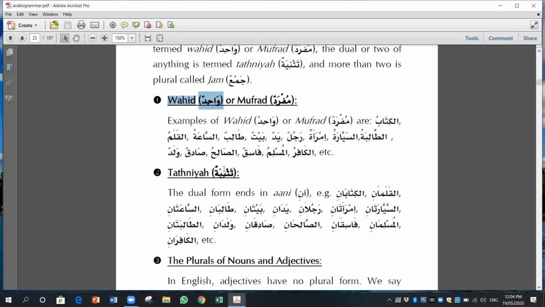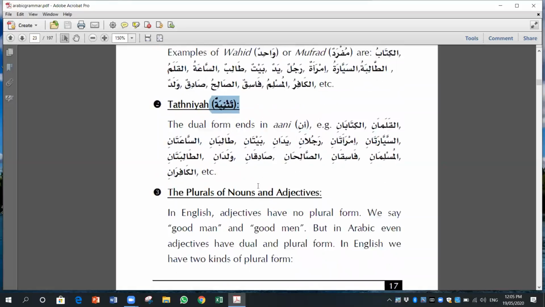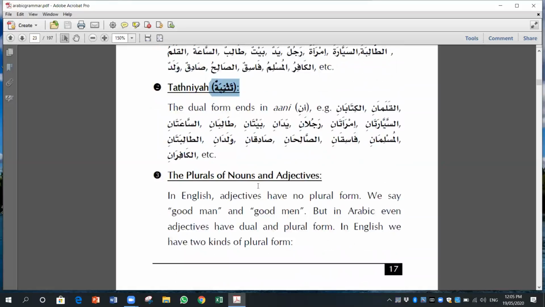Then we have dual, which is tasniya. It's written like this. Tasniya, that is dual. It means two people. Then we have plural, which is jama in Arabic, and which is 3 and plus. 3 and 3 plus.